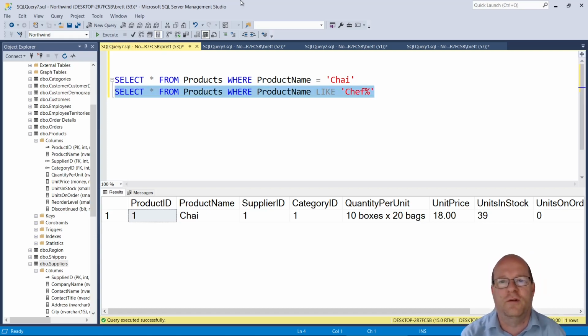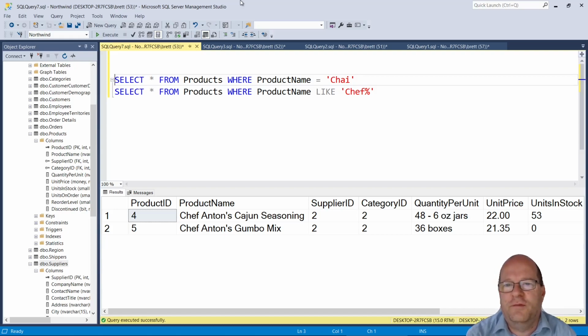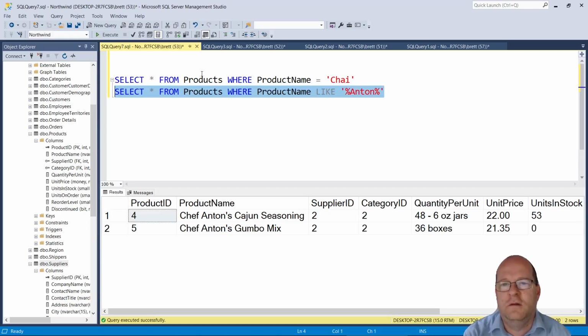They might ask you what that pattern matching is. I would say that at basic level SQL they would only ask you for the % sign. If you put it at the start, then it will match the middle of a word or column. Let's do Anton. I don't think they would ask you for the other pattern matching, like matching single letters.